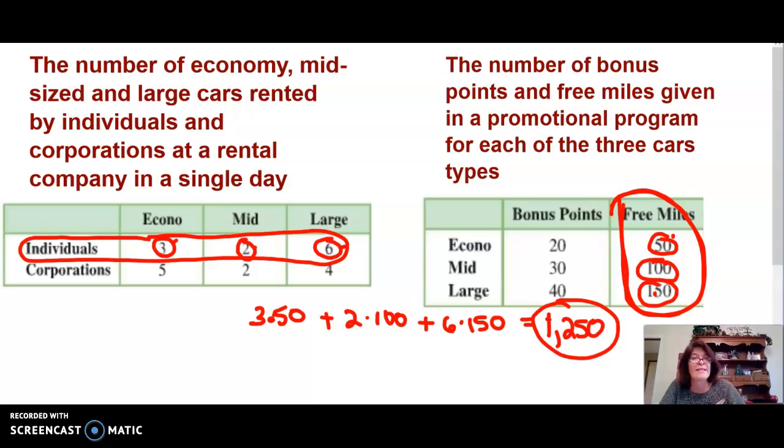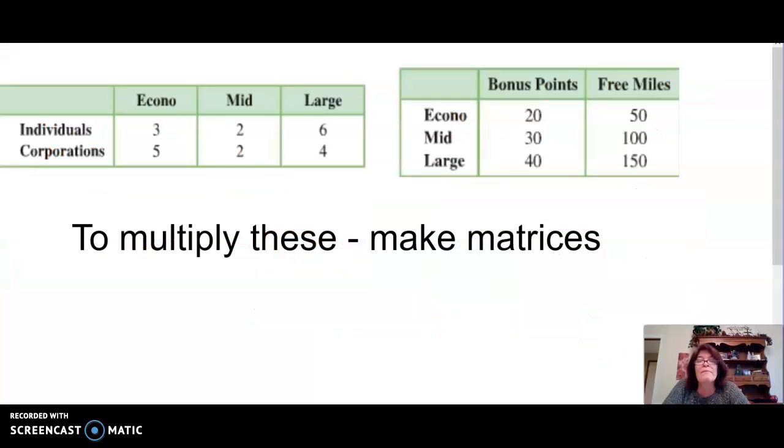Okay? That's how we multiply matrices. And it's probably the most applicable skill that you can have from this whole unit, being able to multiply two matrices together and understand what the resulting matrix means. All right, let's go. To multiply these then, I'll show you all the definitions, but I just wanted to show it as a real life problem first.